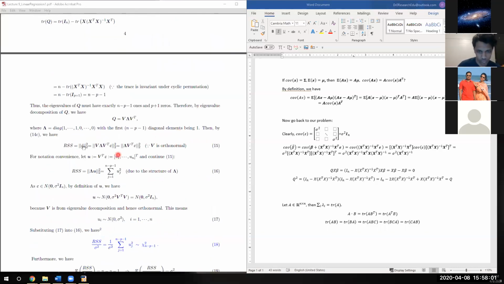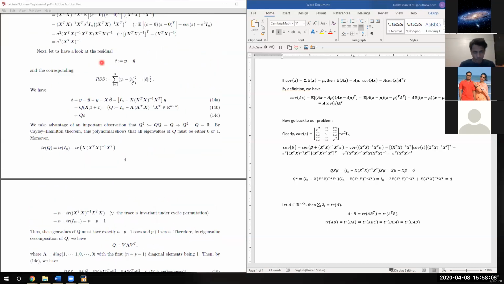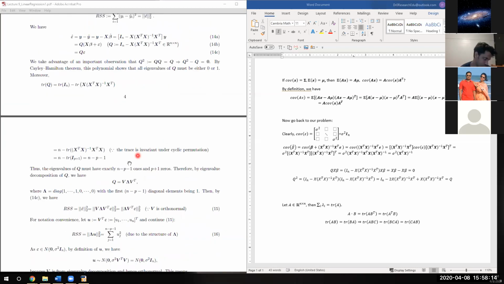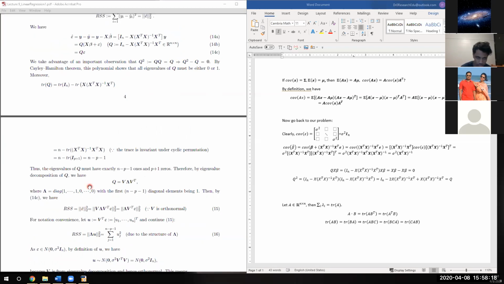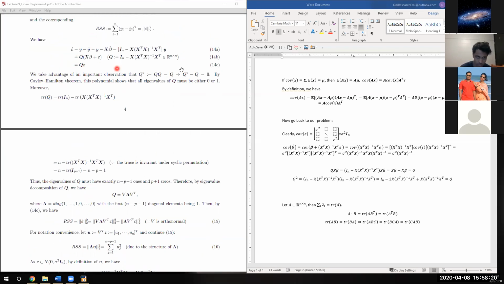Okay, now let's have a look at RSS, the sum of squared residuals. As we defined here, it equals the norm of epsilon hat, squared. Then you plug in. Epsilon hat equals what? From here, 14c, epsilon hat equals Q epsilon, right?